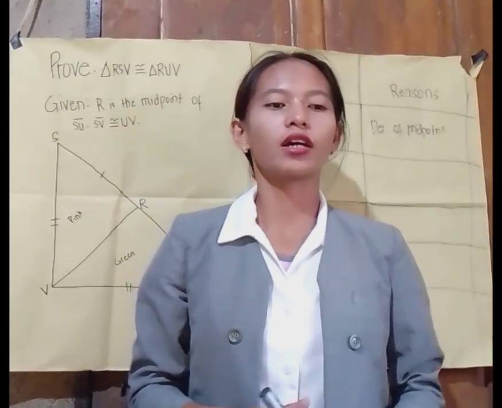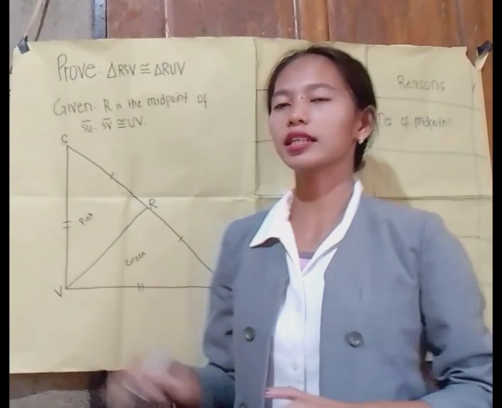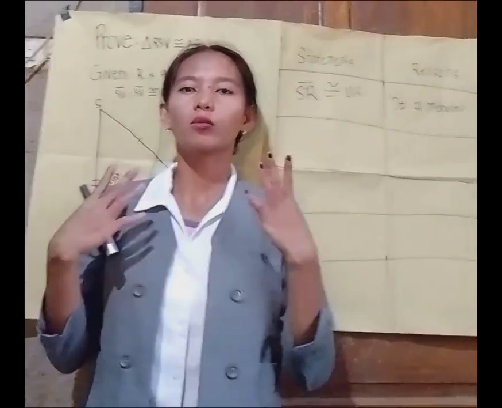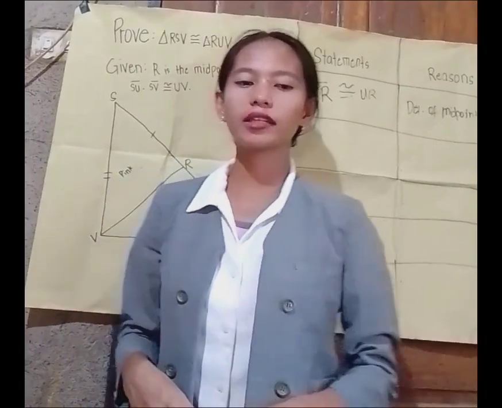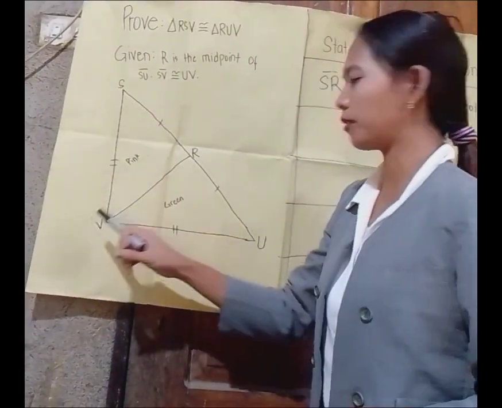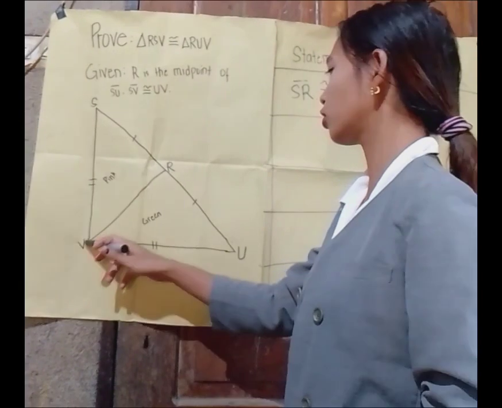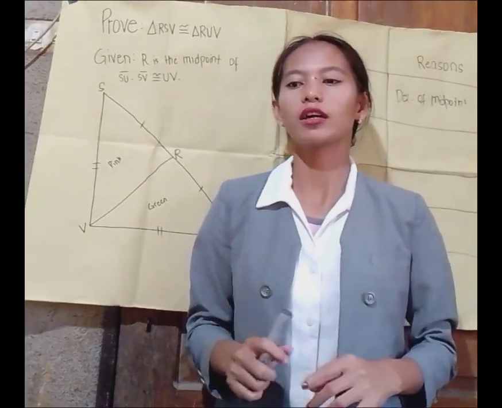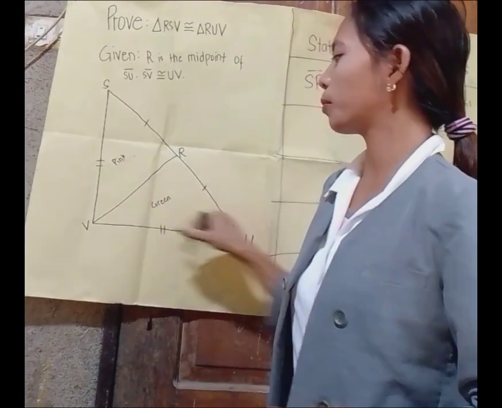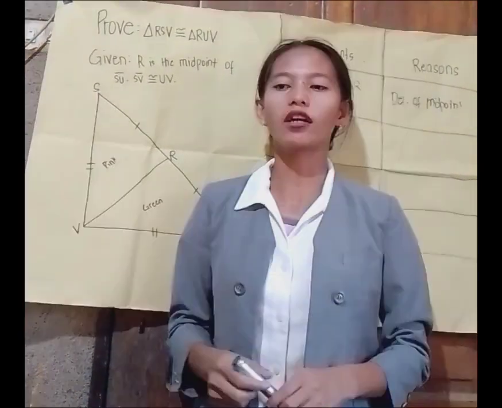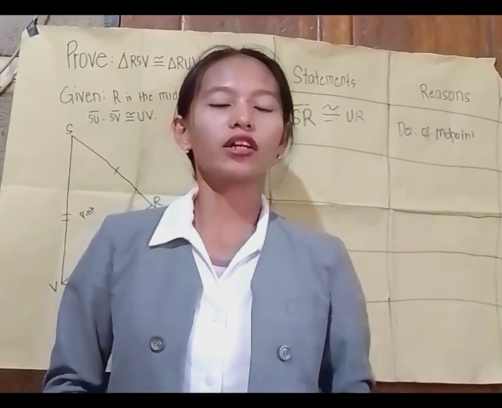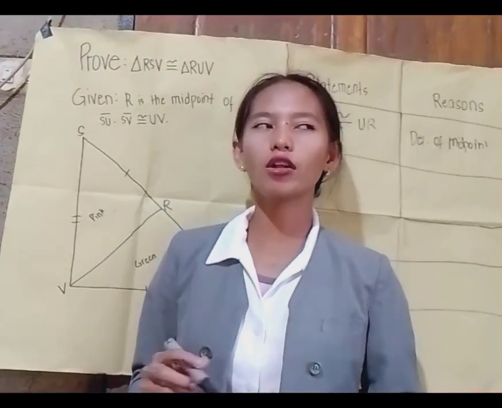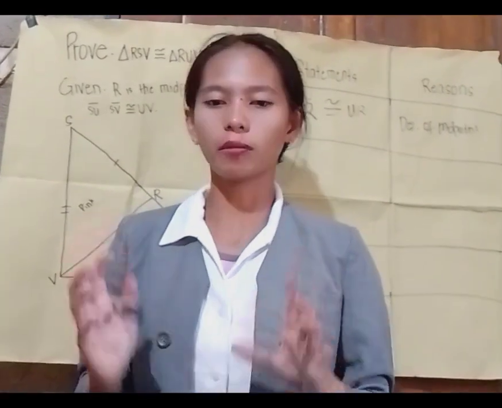Since there is more than one given in this example, let's move on to our second one, which says that segment SV is congruent to segment UV. SV and UV have the same length, so they are congruent. Now, once our givens are all used up, we have to apply everything we know in geometry.